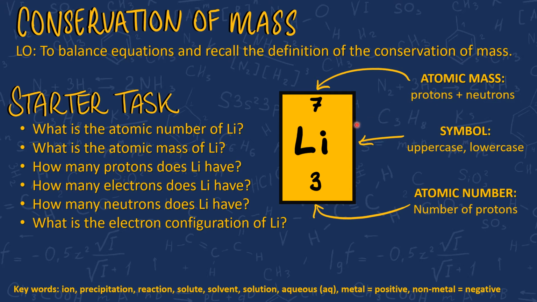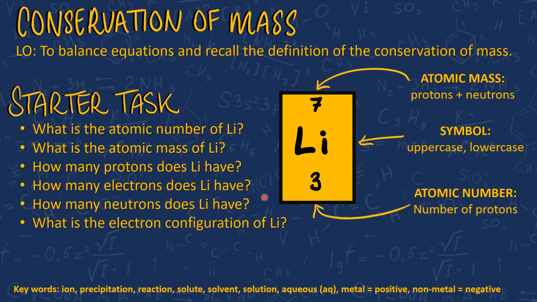How many protons does it have? That is the atomic number, so that is again 3. How many electrons does it have? Protons are positive, electrons are negative. They want to be neutral overall. So if they've got 3 positives, they want 3 negatives as well. So lithium has 3 electrons.